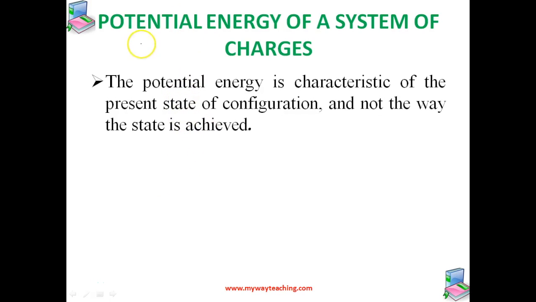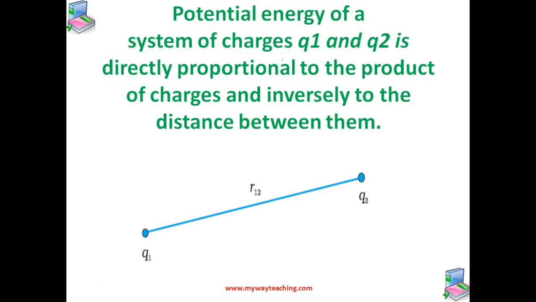In this part, we are going to study the potential energy of a system of charges. Consider first the simple case of two charges Q1 and Q2, with position vectors R1 and R2. As you can see in this figure, you just consider two charges Q1 and Q2 with position vectors R1 and R2 relative to some origin.